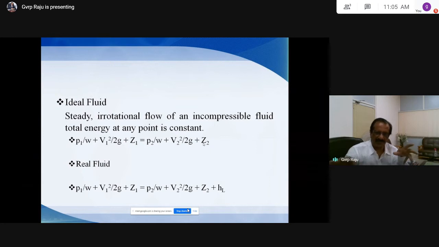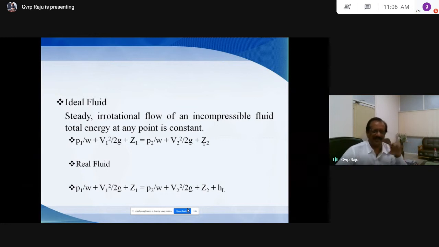The pipe may not be horizontal, the pipe may be inclined, the pipe may be in some other direction. So Z1 may not be equal to Z2 if it is not horizontal. If the pipe is horizontal, you can take Z1 equal to Z2, both datums being the same with reference to a standard datum. And Z2 is the datum head of location 2 or point 2 with reference to some known datum.